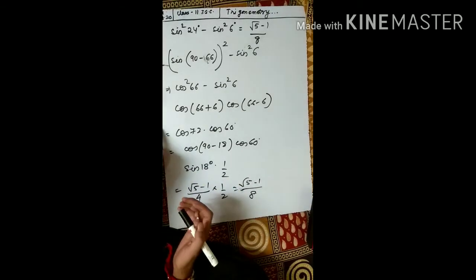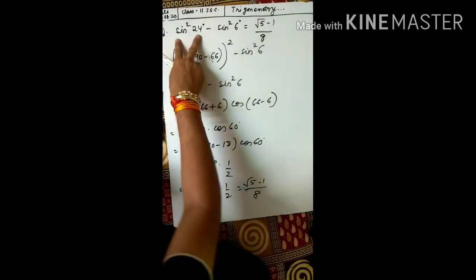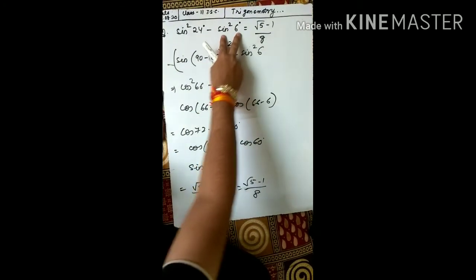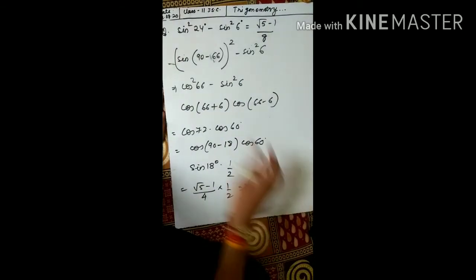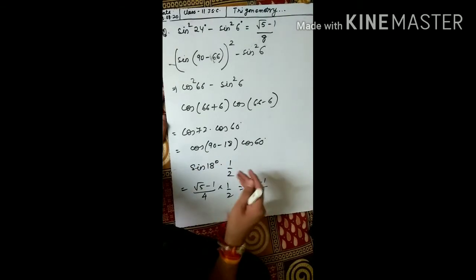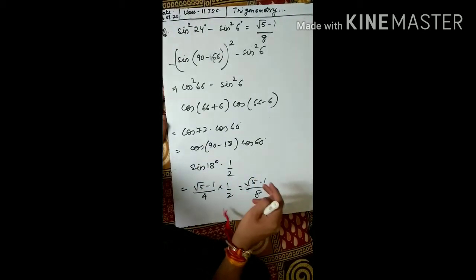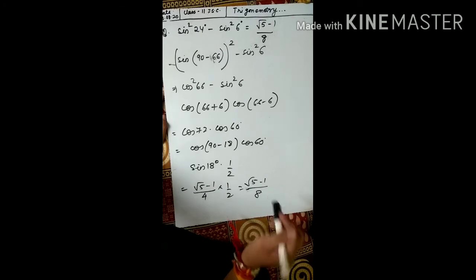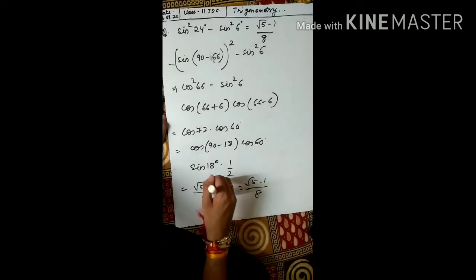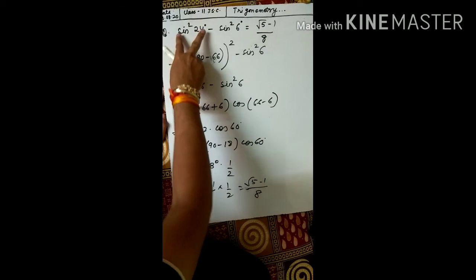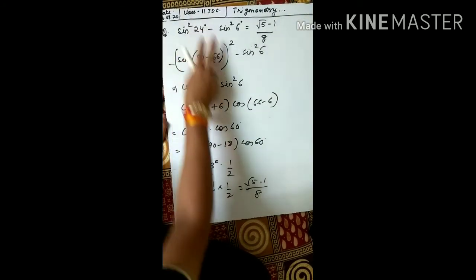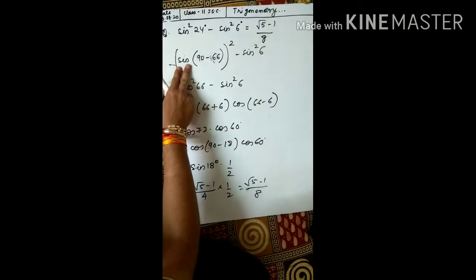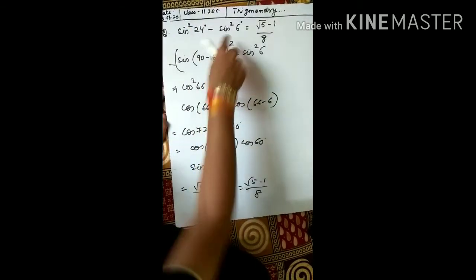This says that sin square 24 minus sin square 6 is equal to, we have to prove, (root 5 minus 1) upon 8. So what we are going to do is use an identity here, and that identity is cos square x minus sin square x, which is equal to cos(x + y) into cos(x minus y). That identity we are going to use. For that, here we need the first term as cos square. So I'm writing 24 as 90 minus 66. This sign is as it is, and as this is a square, I'm writing the whole square.